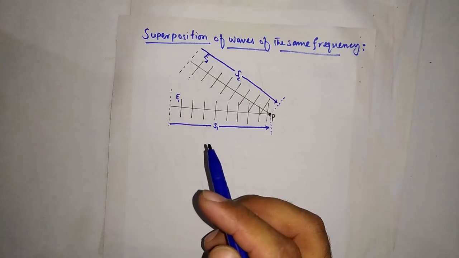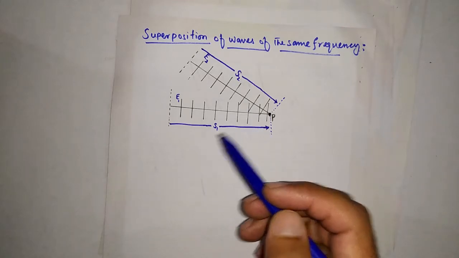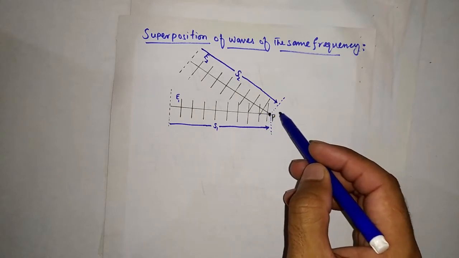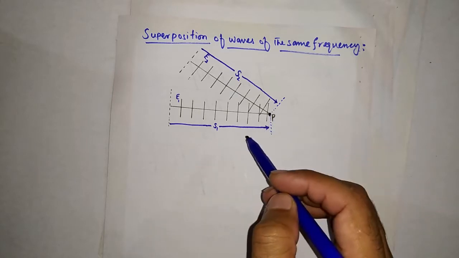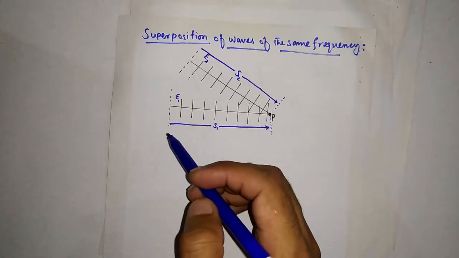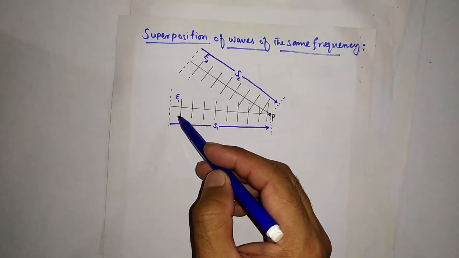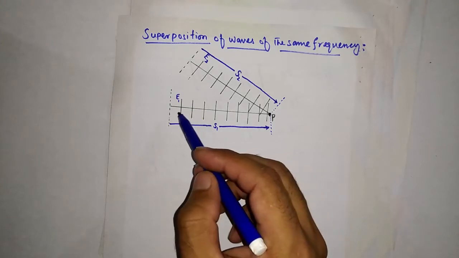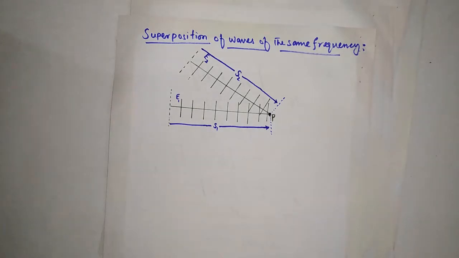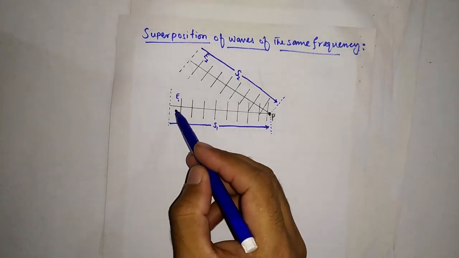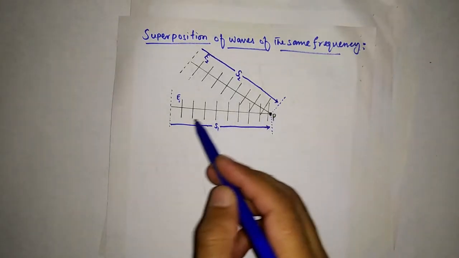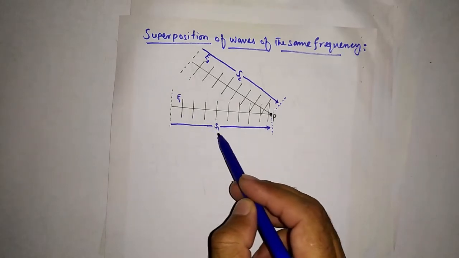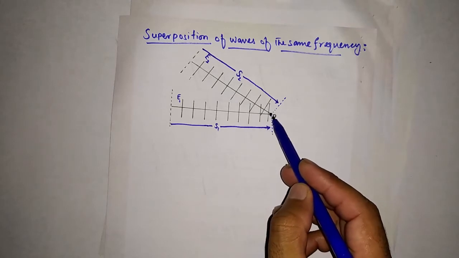If two or more waves of the same frequency arrive at a point P in space, what will be the effect of the resultant wave at that point? For instance, let us consider two optical waves which have the same frequency but differ in amplitude and phase. Here this is the first wave, which is traveling in this direction, having amplitude E1, and it covers a distance S1 and reaches this point.